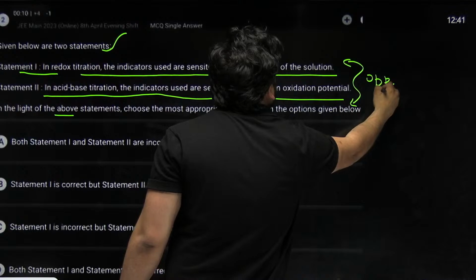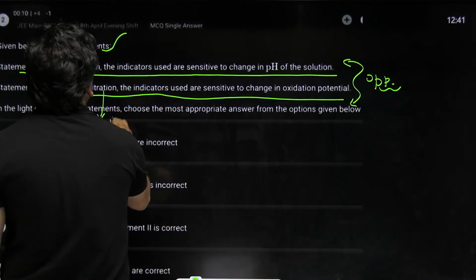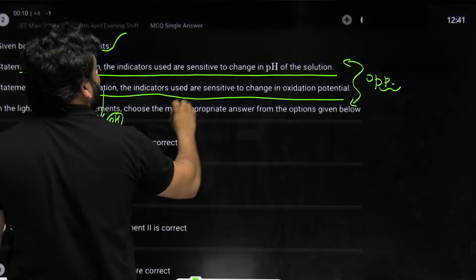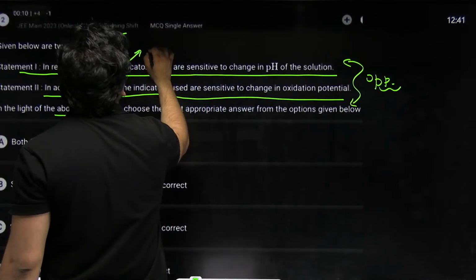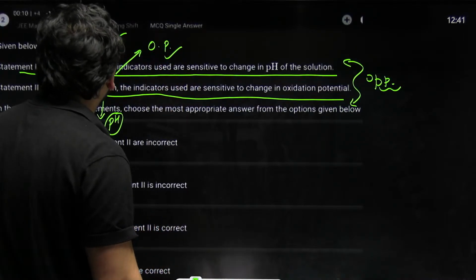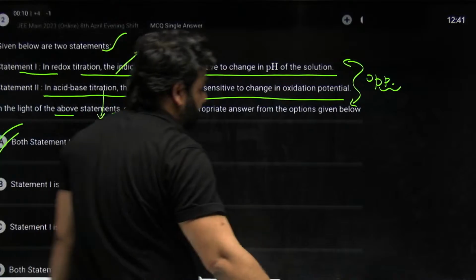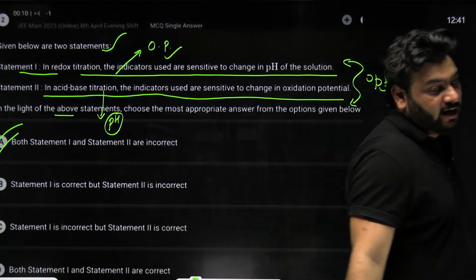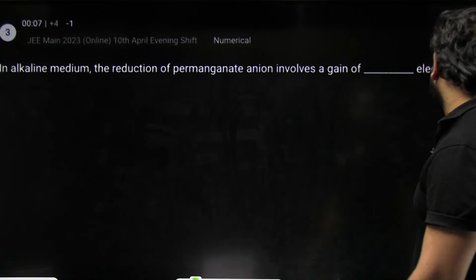Opposite, because in acid base titration we need pH sensitive indicators, and in redox titration indicators we use oxidation potential. Both statements are incorrect. A is the correct answer. I got shocked, like how come these are correct, but these are all incorrect. Both of the statements are incorrect here.